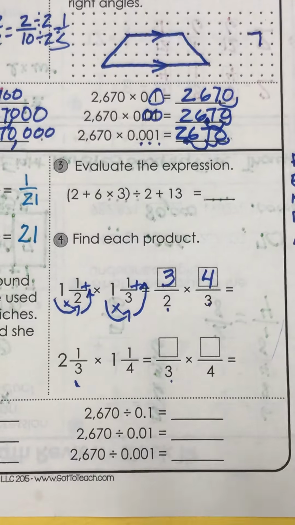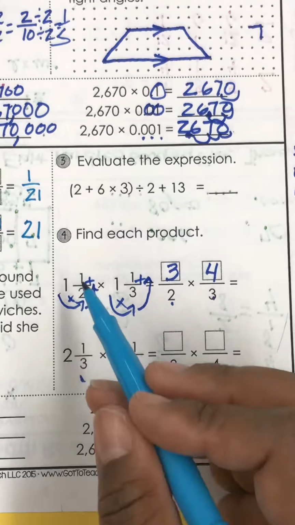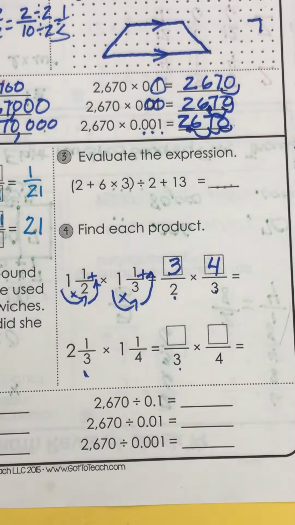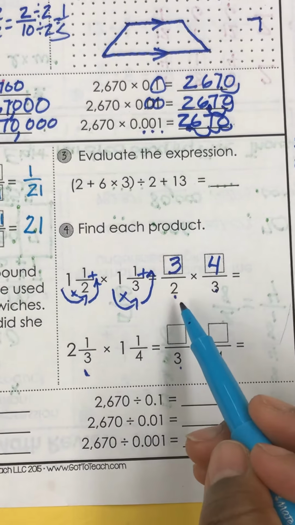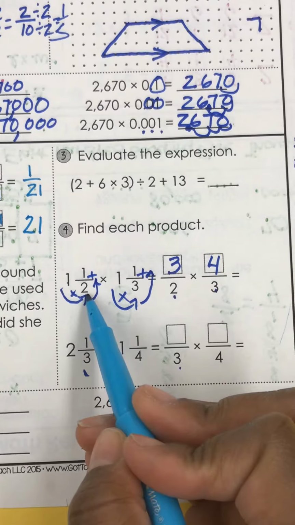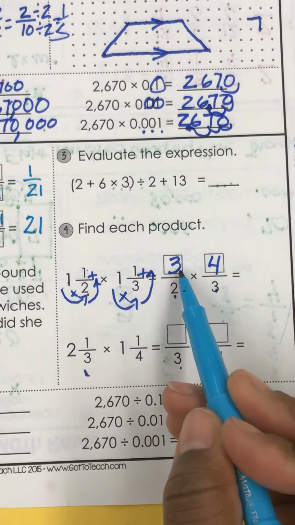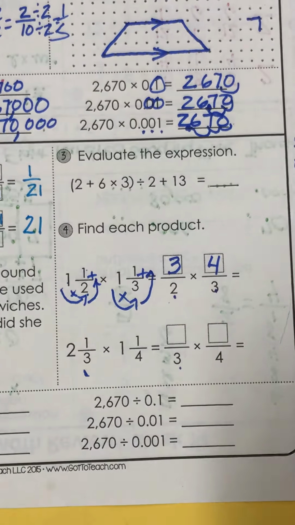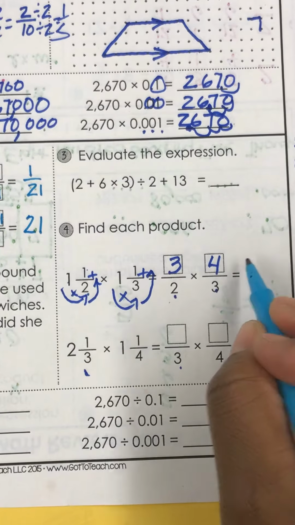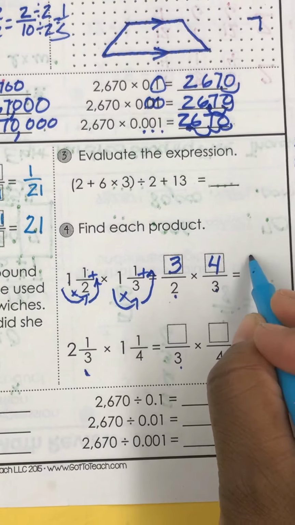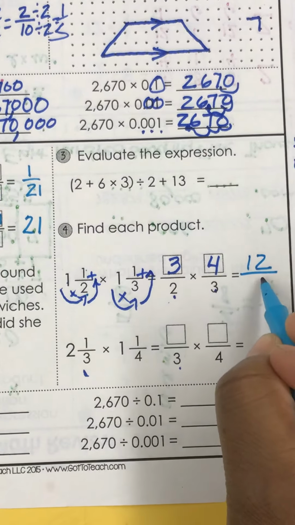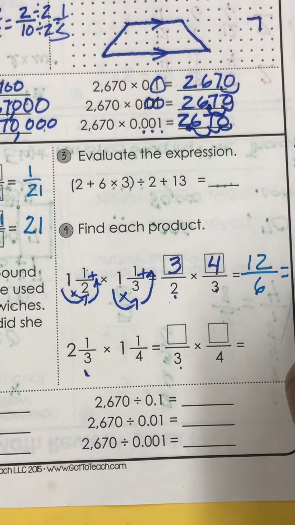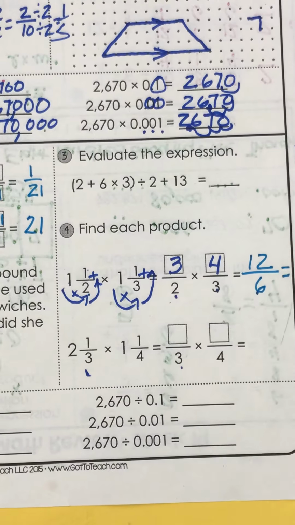Skipping number 2 on to number 4, we are multiplying mixed numbers, and we know to multiply mixed numbers, we must first convert them into improper fractions and then multiply. So 1 times 2 is 2 plus 1 is 3. Denominator stays the same. 1 times 3 plus 1 is 4. Denominator stays the same, and then we would multiply as we have been taught. So 3 times 4 is 12, and 2 times 3 is 6. And we know that 12 divided by 6 is 2 because 2 times 6 is 12.